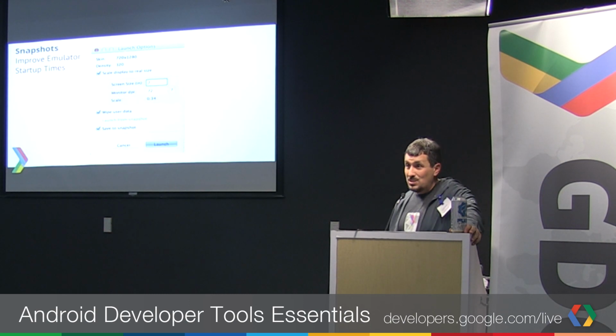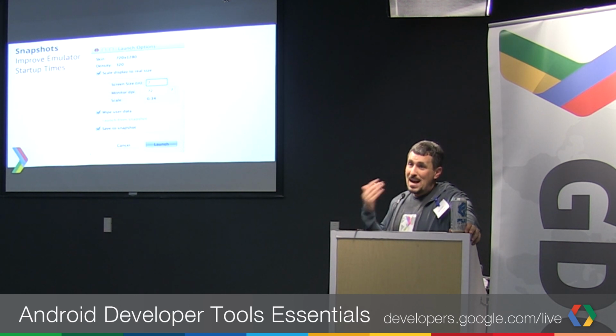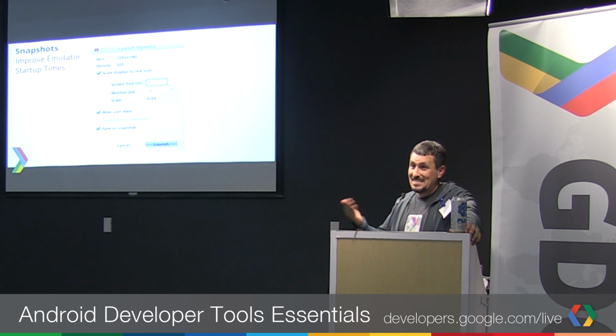The other thing you can do using snapshots is if you do have a particular state in your app that you want to test repeatedly, you can bring your app up to that state and then save that state as your snapshot. So you can always bring up your fresh emulator to exactly the point in the code that you need to test.